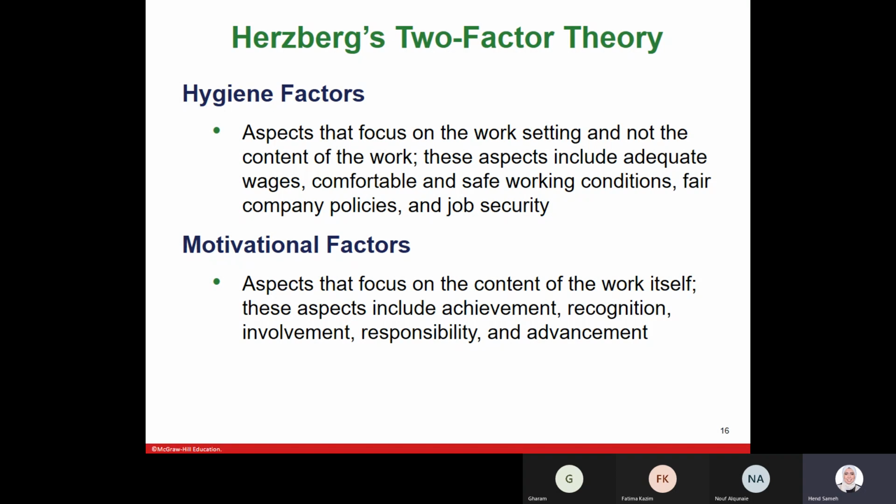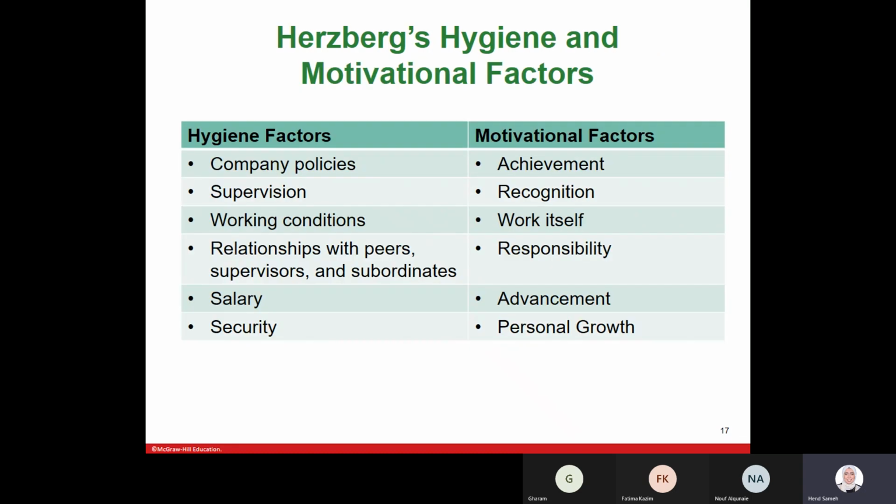Okay, so he said that in order to motivate employees at work, you can motivate them by two different sets: the work setting and the work content. And these are some examples of the hygiene factors and the motivational factors. And this is Herzberg's two-factor theory.